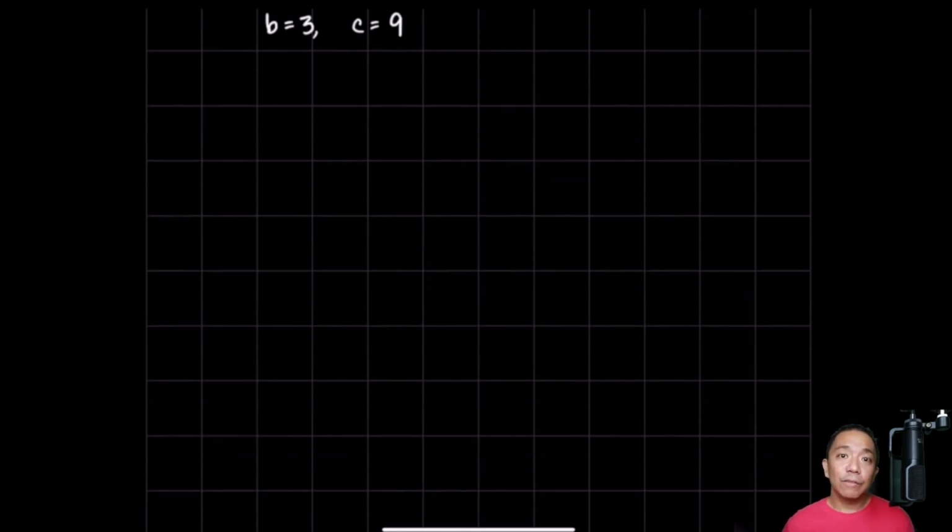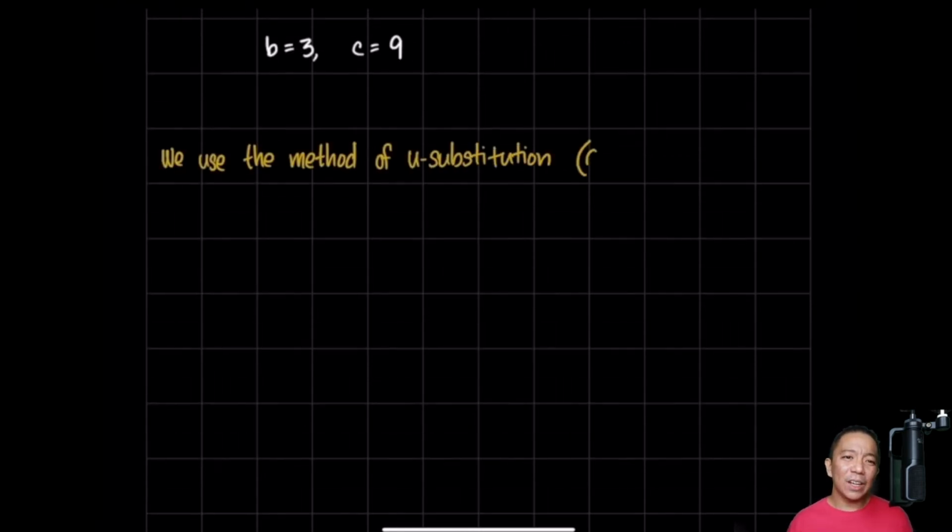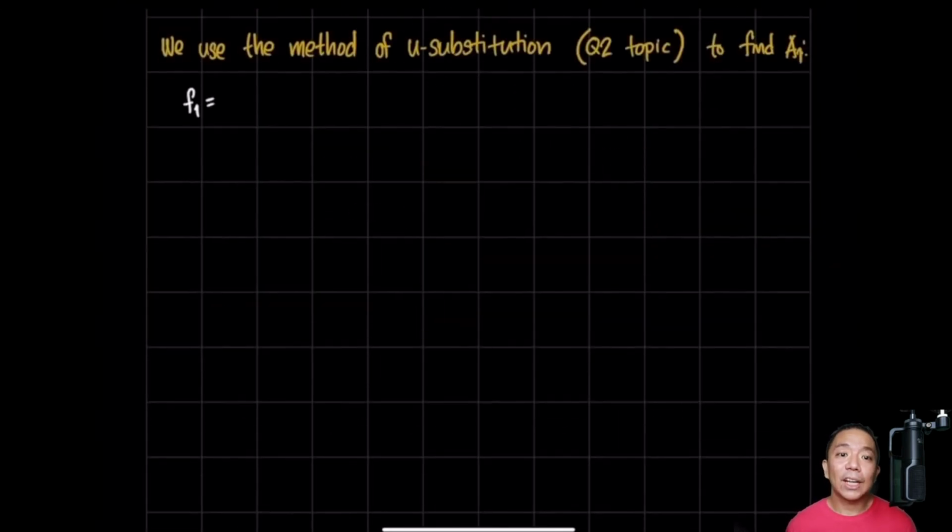Now, to solve this problem, unfortunately, tatalon tayong konti sa second quarter at gagamit tayo ng method of U Substitution, which is a second quarter topic. This is the first topic for the second quarter to find our A sub 1 and A sub 2 na rin. Itong method na to, I've touched on this briefly nung nagdi-discuss ako ng ilang examples sa mga level 2. So, hopefully, medyo malinaw kung paano ko siya gagamitin ngayon. Magla-launch naman tayo sa kanya into more detail in the second quarter.